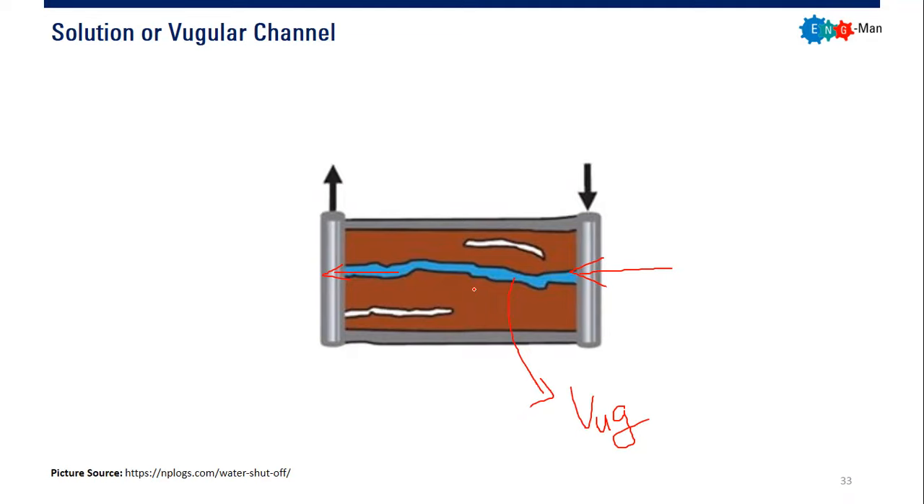I hope you don't have vugs in your reservoir, because it can be the main thief zone. Okay, thief zone. It steals your water. It just snatches your water, takes your water, and brings it to other places like your producer or something like that. So it's a very, very, very high permeability zone or streak or layer. Okay, so solution or vugular channels.